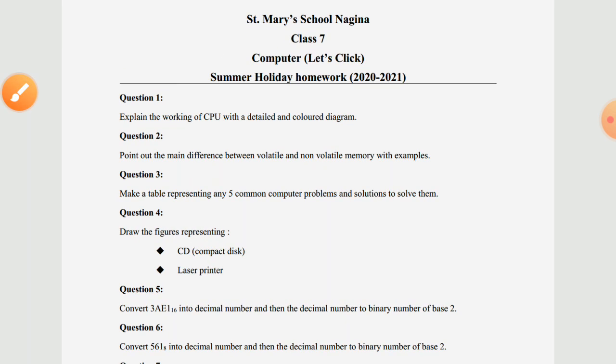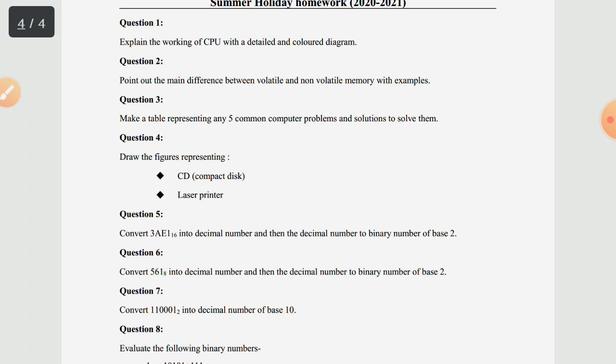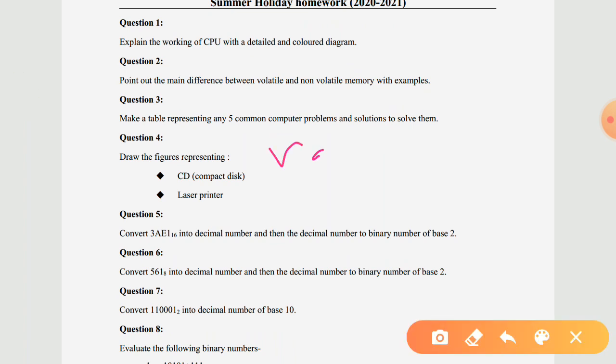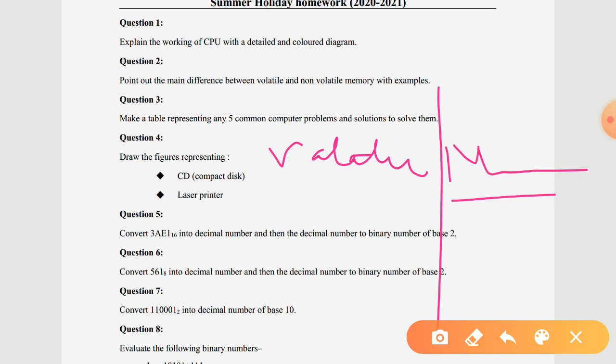See the question number 1. Explain the working of CPU with a detailed and colored diagram. Okay, question number 2. Point out the main difference between volatile and non-volatile memory with examples. So over here you have to write down this volatile, and over here this non-volatile. Okay, gather as many points as you can.